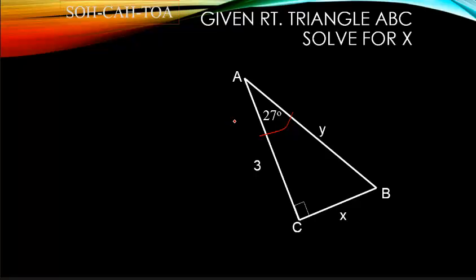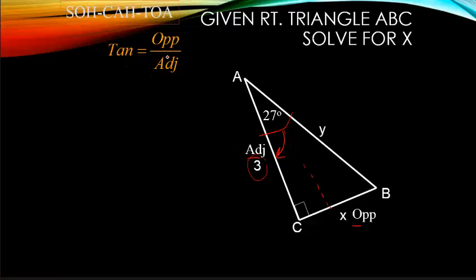I have to identify the function. Well, if I'm solving for x, what side is x? It's the opposite side. The only known side is this 3. What is the 3 with respect to that angle 27? Is it opposite, adjacent, or hypotenuse? It is the adjacent. So I have opposite, adjacent. What function is that? That is tangent.